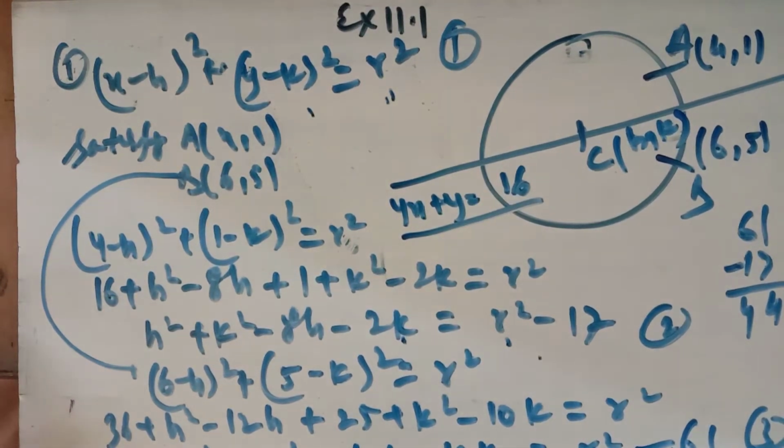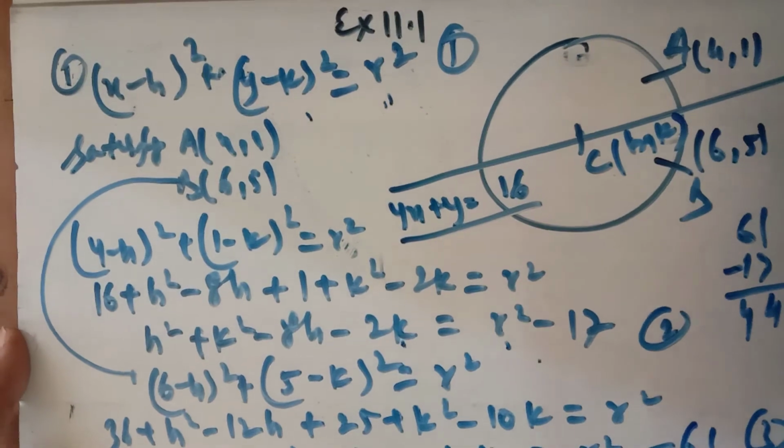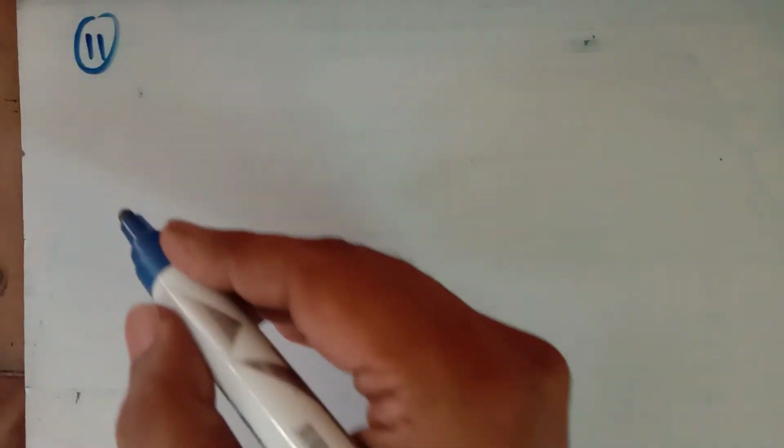So this question I have done by using the first equation of the circle, when the center and radius are used. Now question number 11 is also the same, but the data is different.